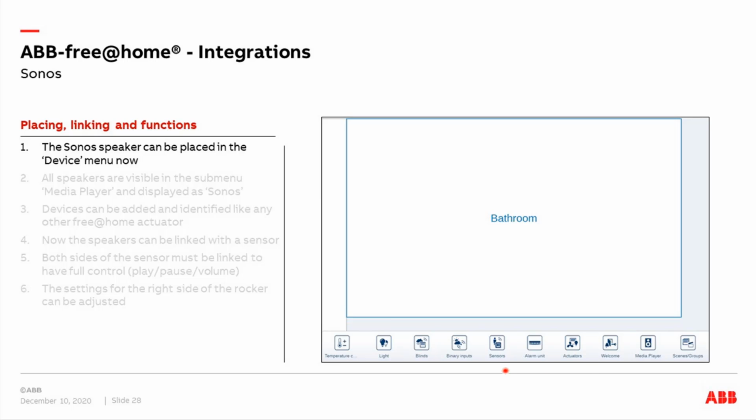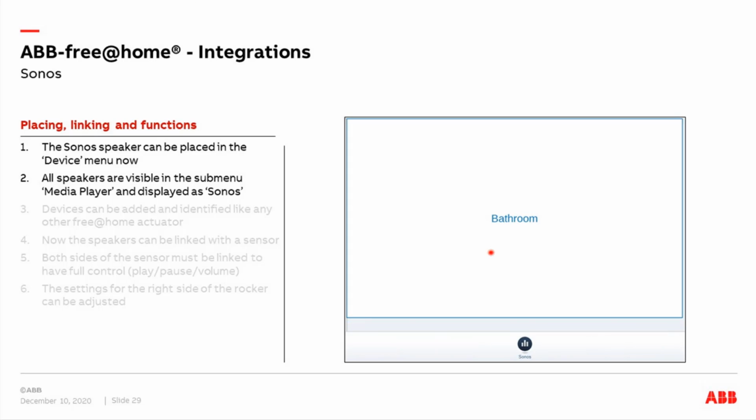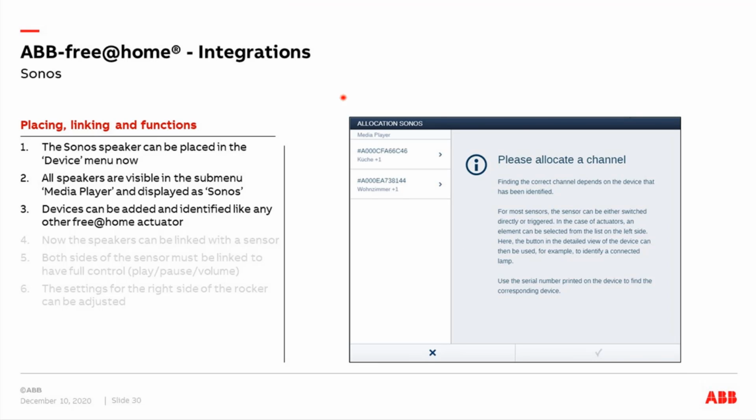First of all, in the devices menu, I now find one option called Media Player. When I click on the option Media Player, I find an icon for Sonos, and again I can simply drag and drop the Sonos speakers into my installation. Now I get a list of all of my Sonos speakers. I can select which Sonos speaker I want to add first. Here I have one in the kitchen, one in the living room. I can simply add them, and now I can also link these Sonos speakers, for example, with one of my Free at Home sensors.